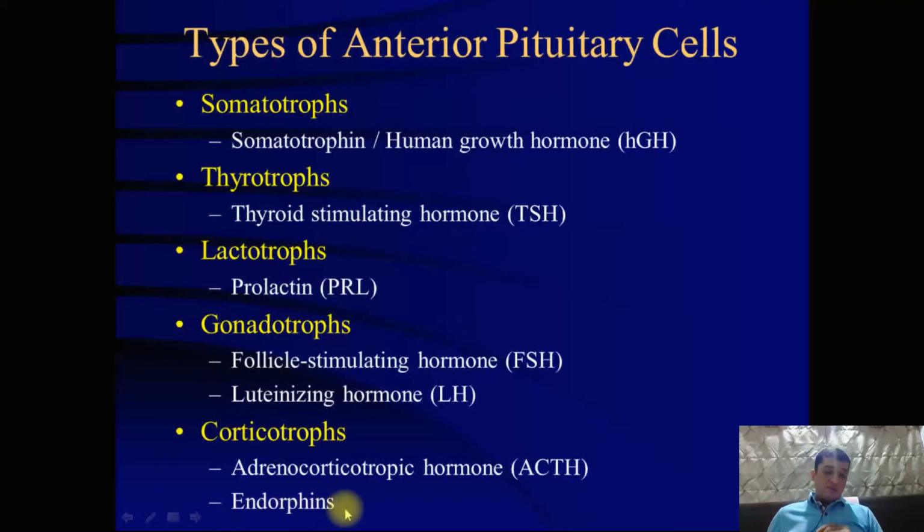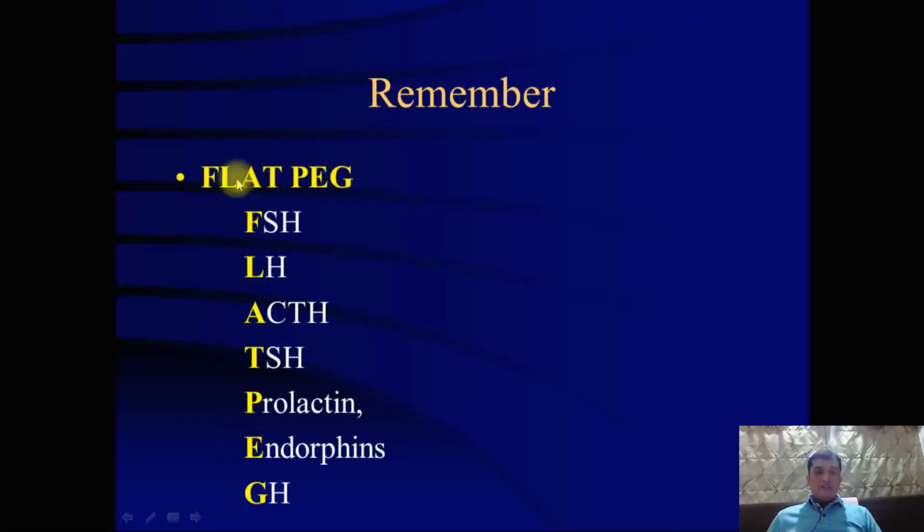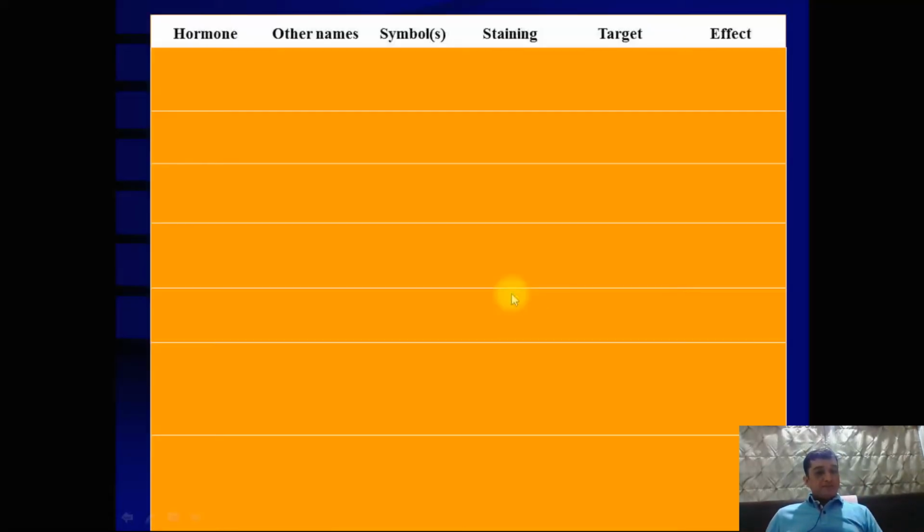Okay, fine. So if you want to remember the names of the 7 hormones, you can make a short equation-like thing. Take the first letter of each of these: FLAT PEG. So F refers to FSH, LH, ACTH, TSH, prolactin, endorphins, and growth hormone, right? This is just a way to remember it easily. Otherwise, if you are able to remember as such, then also it is very fine.